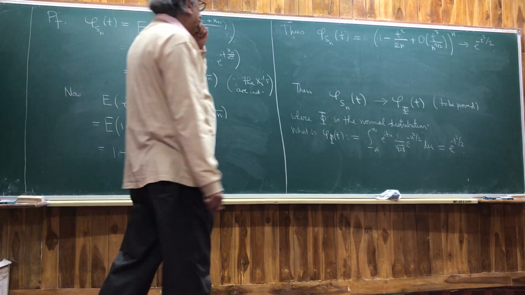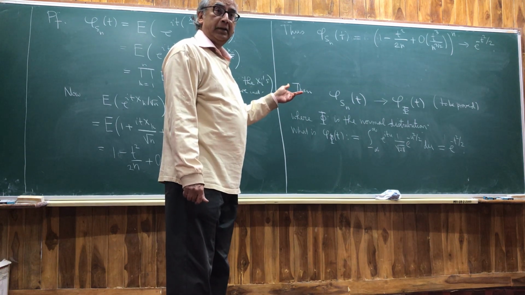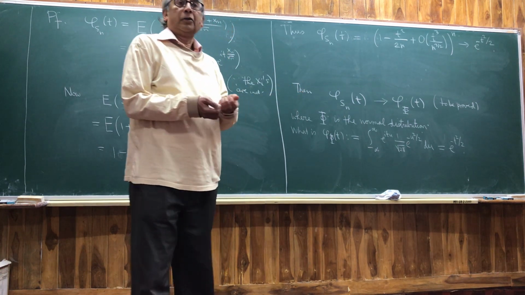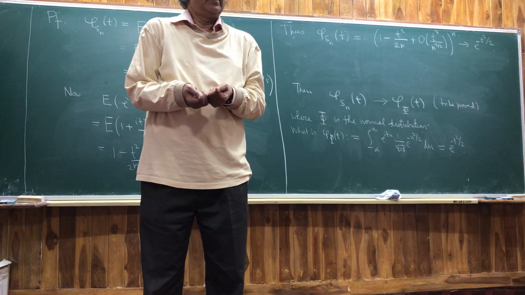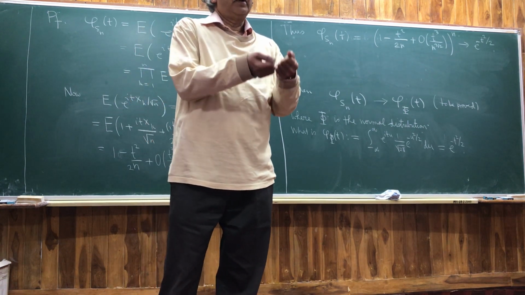Okay, so we have this, and this looks much easier than that. So it looks like a beautiful way to prove the central limit theorem, at least in the world of characteristic functions.